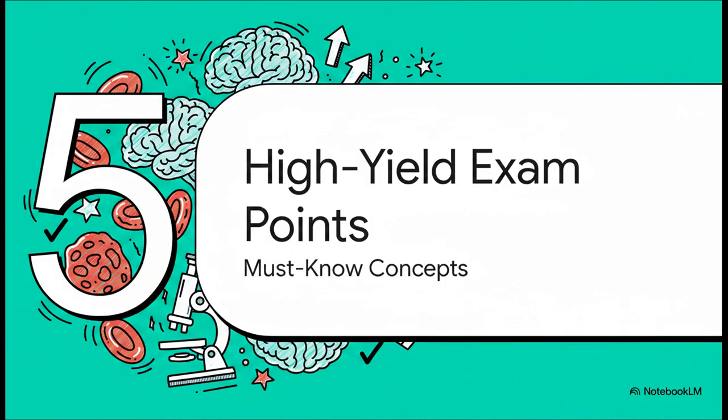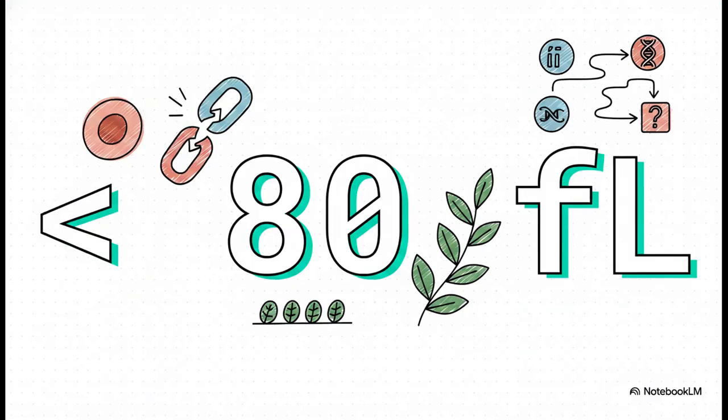All right, let's switch gears. Time for some rapid-fire, high-yield points. These are the absolute must-know takeaways for your exams. First, this number, less than 80 femtoliters. Burn it into your brain. When you see an MCV less than 80, your mind should immediately jump to the microcytic anemia flowchart. Iron deficiency, thalassemia, that's your world now.